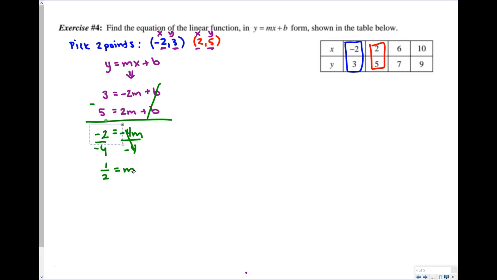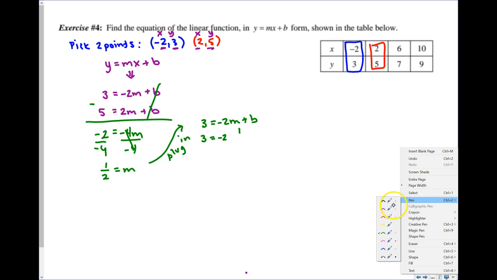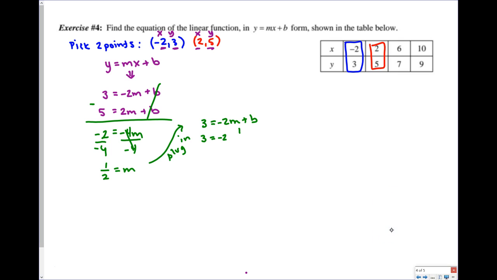Now that you know that your slope is 1/2, you can plug it in like we always do. I don't care which equation, but let's just pick the top one. 3 equals -2m plus b. So instead of m, I'm going to put in a 1/2. If my pen will cooperate. Someone is screaming in the hallway. For real. That's annoying. Plus b. -2 times 1/2 will give me a -1. Add 1 to both sides, and you get that b is 4.